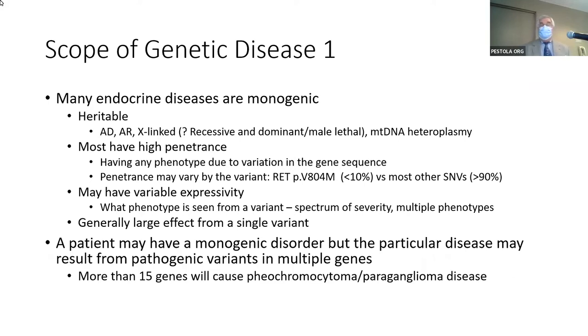Expressivity can vary, so even a single variant can give a spectrum of disease. You can see that from within a family or across families. But in general, monogenic disorders have large effects from a single variant. You can have multiple genes giving you a given phenotype. It's phenocopy. The best example I could come up with quickly was pheochromocytoma paraganglioma disease. There's at least 15 genes involved, and we don't have them all because there's still a number of patients that we never get the answer for.